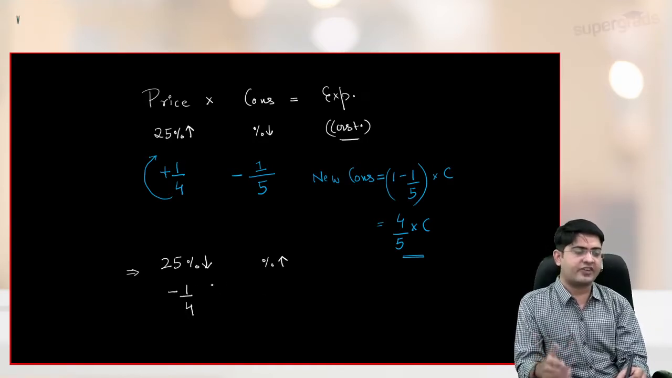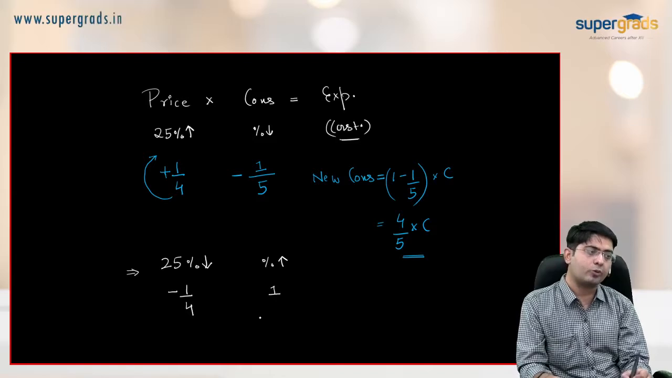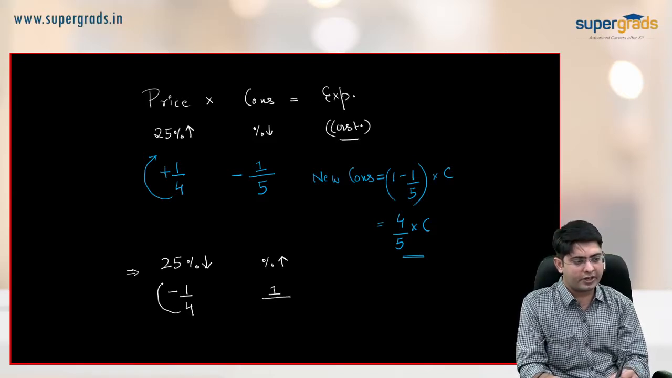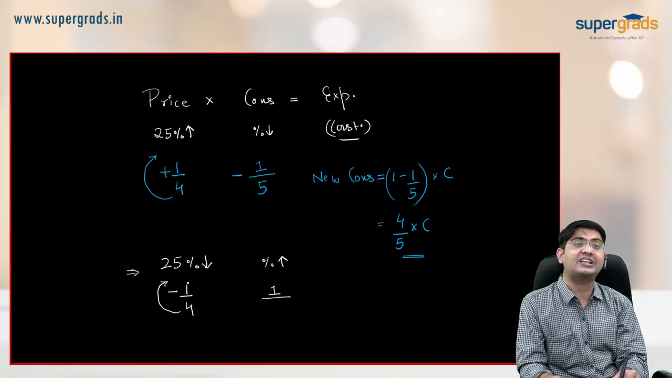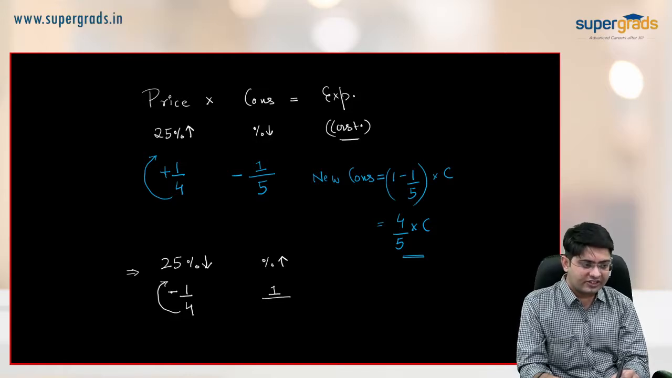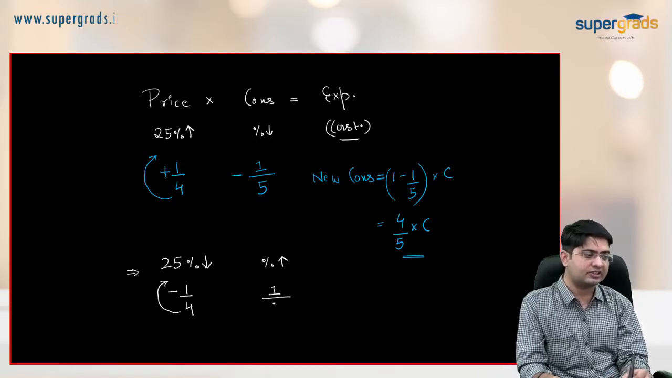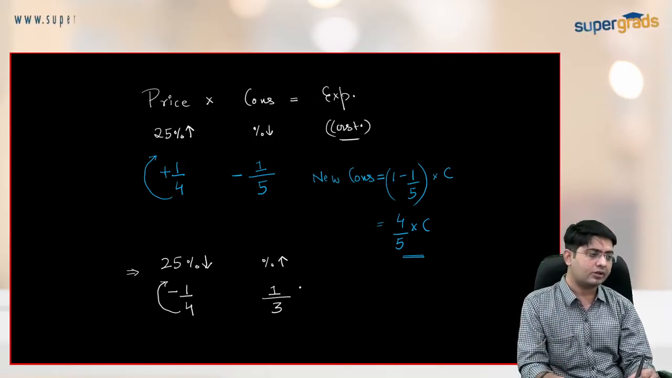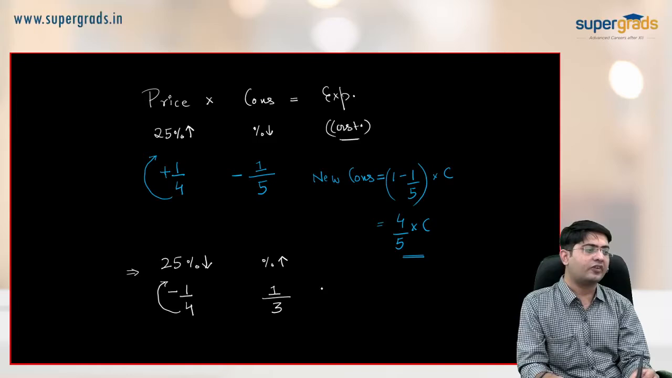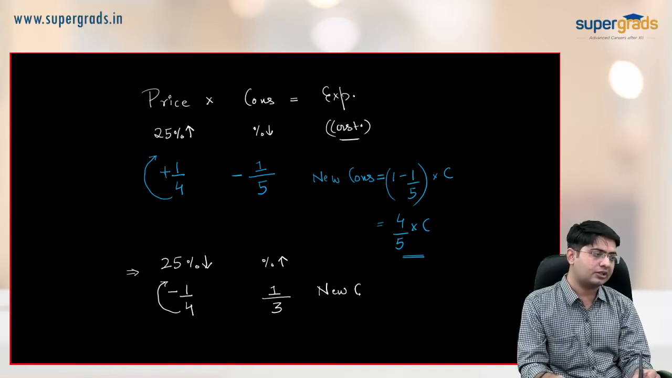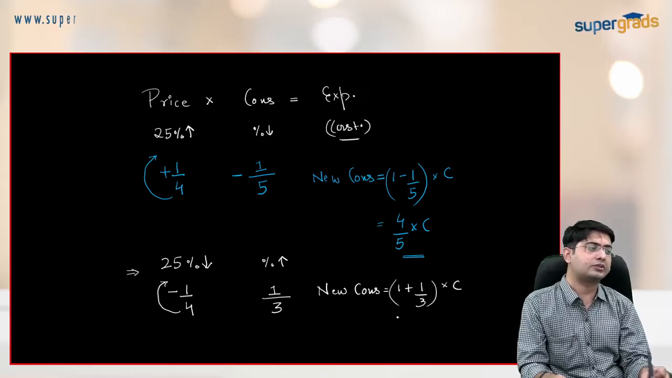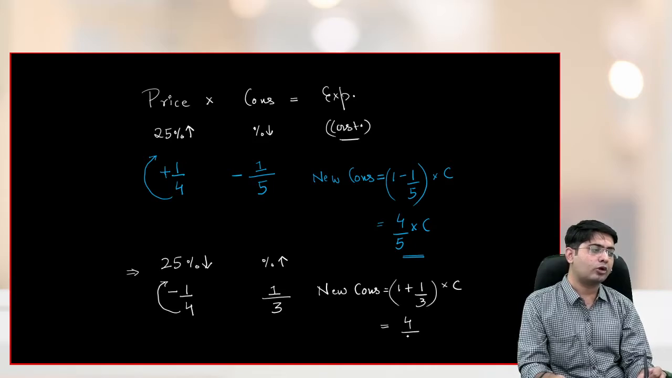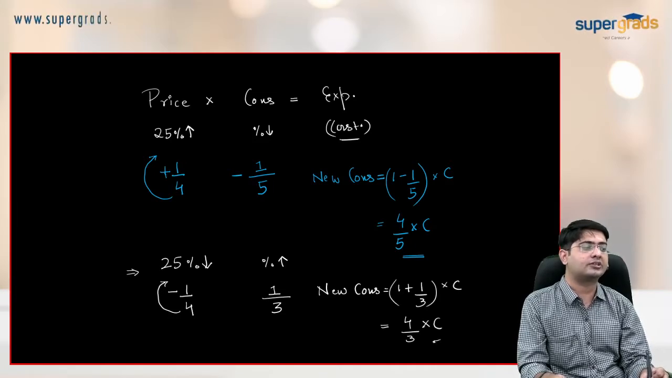We have to find the fraction. Same concept: keep the numerator as it is, 1, and combine it with the denominator. Now it is 4 minus 1, because of the minus sign, so 4 minus 1 is 3. Consumption will increase by one third. So the new consumption in this case would be 1 plus 1 by 3 of the original consumption, which is 4 by 3 of the original consumption.